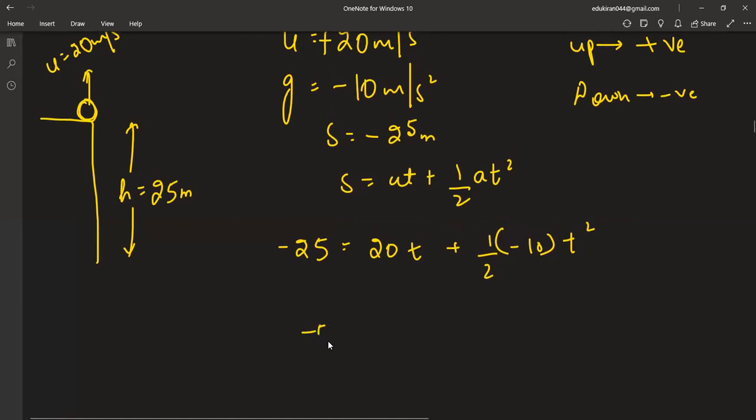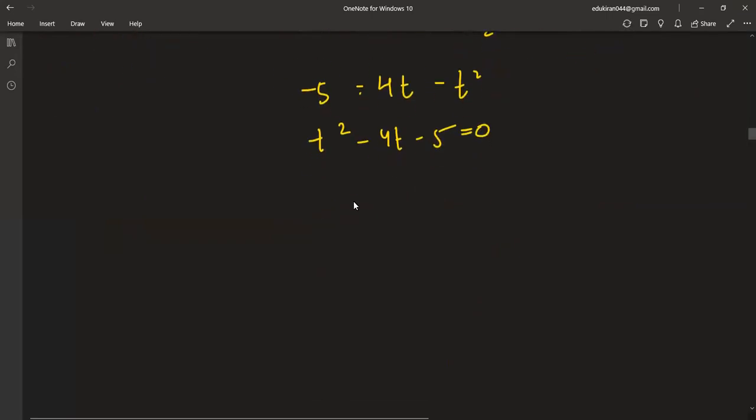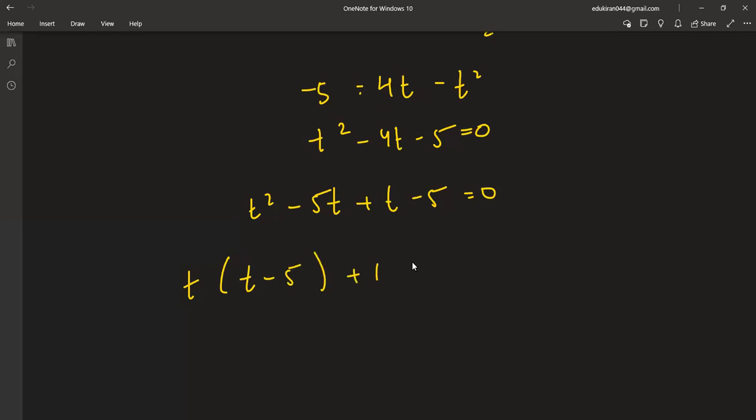So this becomes minus 5 is equal to 4t minus t square. So this equation we get t square minus 4t minus 5 is equal to 0. Now using splitting the middle term, we can solve this. t square minus 5t plus t minus 5 is equal to 0. So we take t common, t minus 5 plus 1. Then we take again t minus 5 common. So t plus 1, t minus 5 is left.